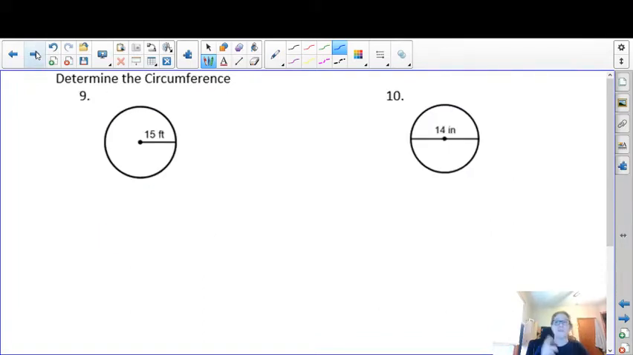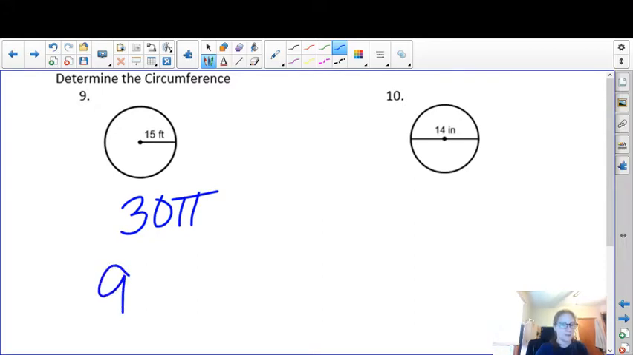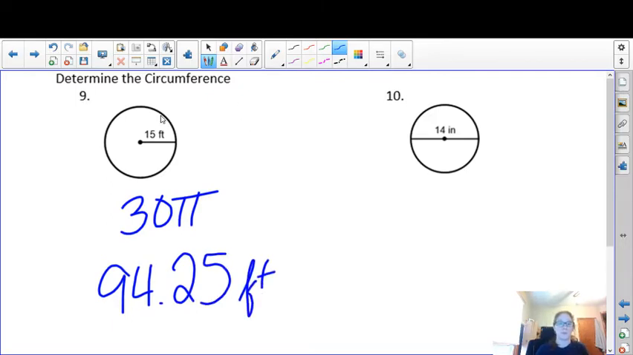Determine the circumference. Now, this is where it's going to differ. Accelerated, you're going to leave yours in terms of pi. Regular, you're going to go ahead and type it in your calculator. So I'm going to put both answers. So with circumference, I need 2 pi r or pi d. So I'm going to go ahead and take 15 times 2, which gives me 30, times pi, which is 94.25. And it's in terms of feet. And since we're dealing with circumference, it would just be feet.